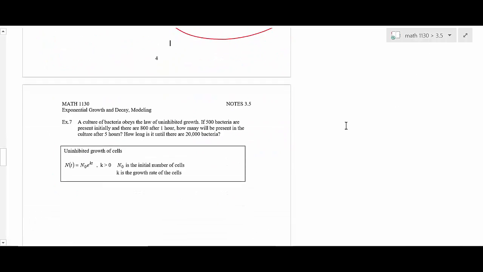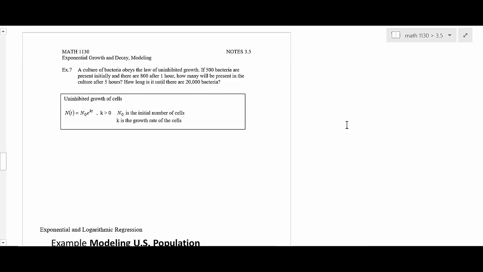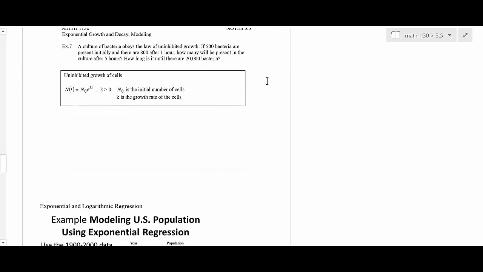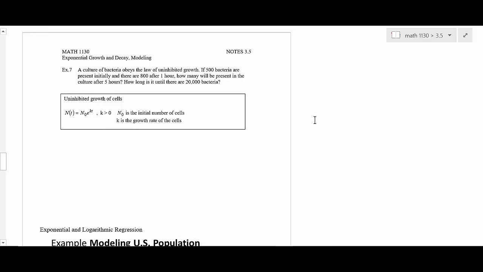So this section I wanted to use a lot of technology on. Okay, so next thing I want to look at is just putting a problem together. Then I'm going to show you how to do regression equations on the calculator also here, and then I'll finish up with logistic growth here.